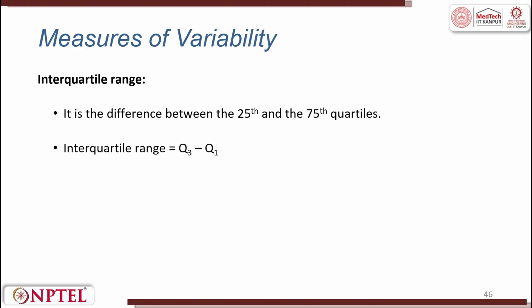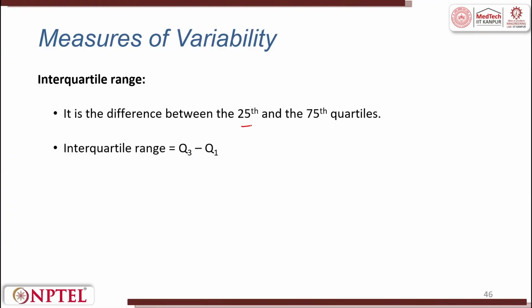Interquartile range: like I talked about the range, the largest and the smallest value. For the interquartile range, that is the first quartile, the 25th percentile, and the 75th percentile. So the 25th percentage and 75th percentage when I talk about quartiles, Q3 minus Q1 is the interquartile range. This is also one of the measures of variability.